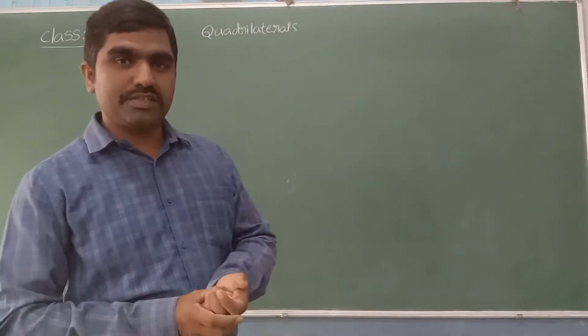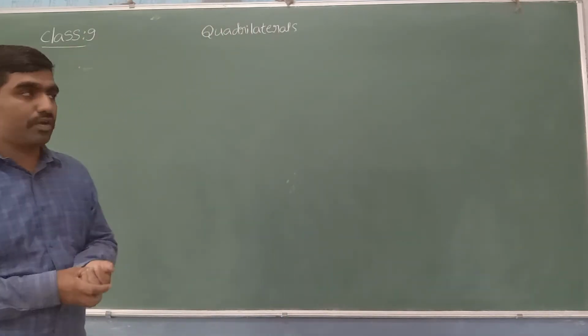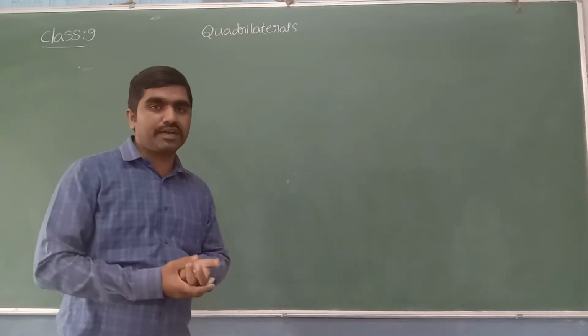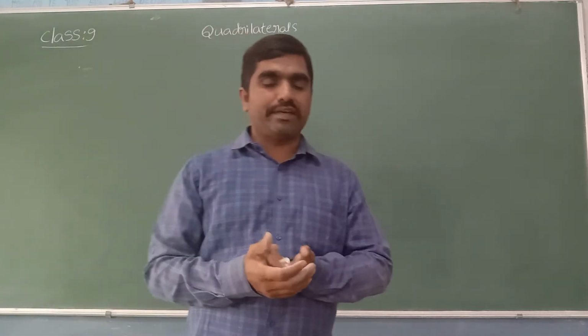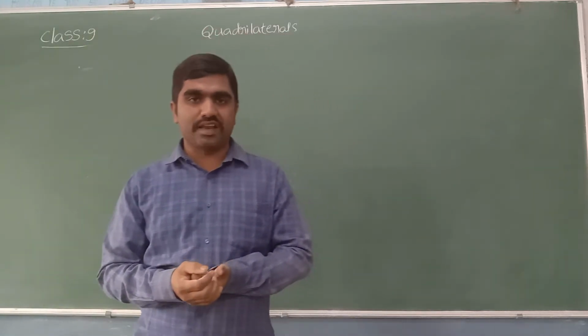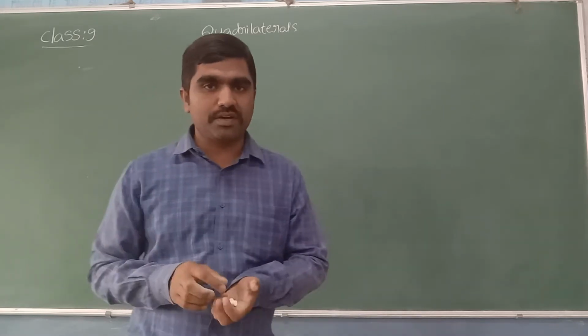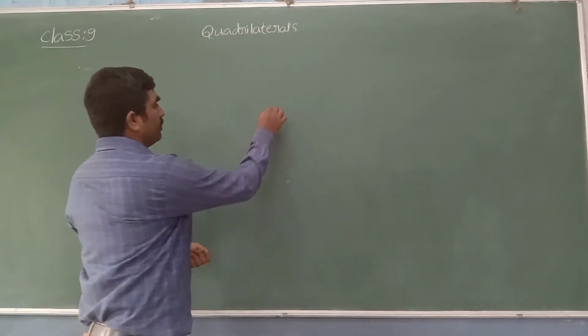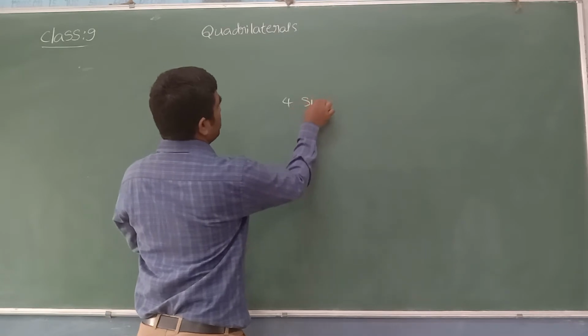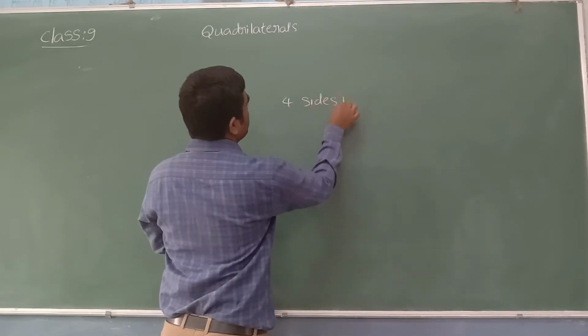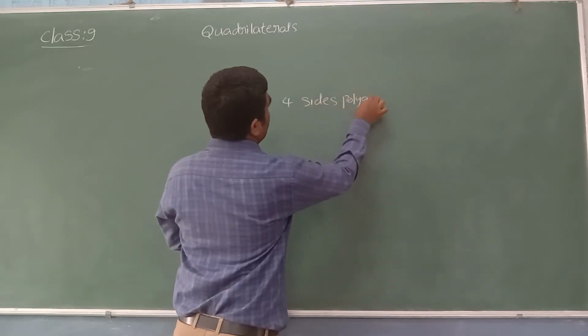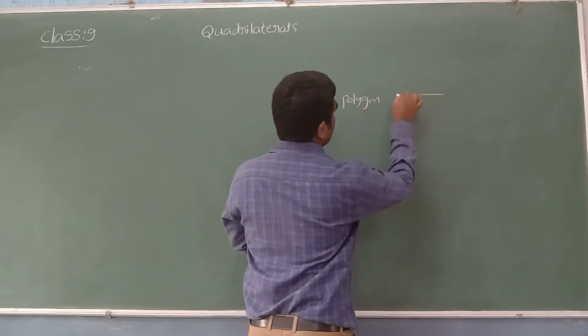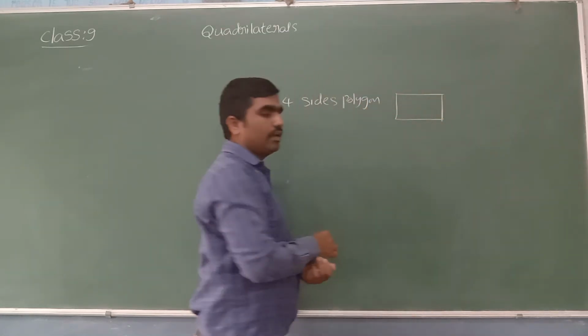Welcome to today's math class, and today we are going to learn about the quadrilaterals chapter. Already I explained about quadrilaterals in the previous class. What is a quadrilateral? Sir, a quadrilateral is nothing but a four-sided polygon.